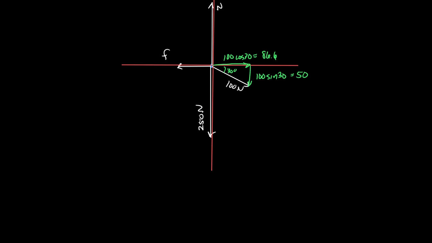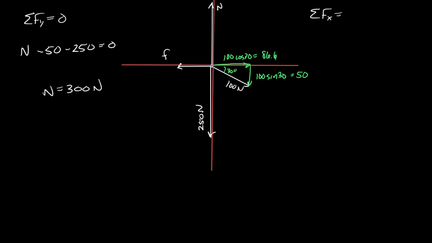All right, well, there are three forces in the y direction. So net force in the y direction equals 0. I have normal minus 50 minus 250 equals 0. So it looks like normal equals 300 newtons. Net force in the x direction is also 0, and that's going to be 86.6 minus friction equals 0. So friction equals 86.6 newtons.